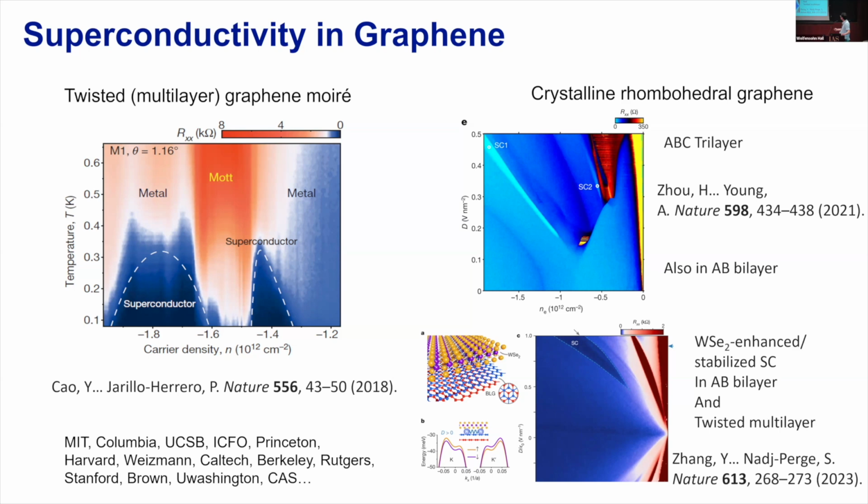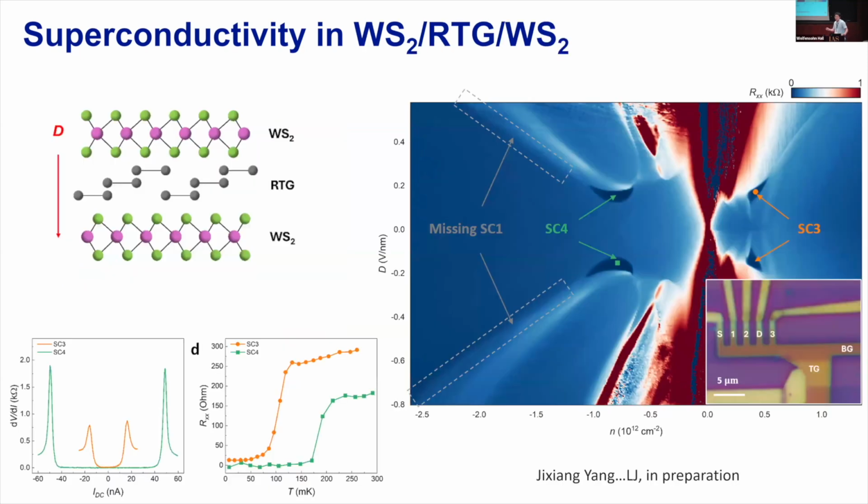And in general, people find superconductivity at the phase boundaries of some symmetry breaking transitions. For example, this SC1 here is along a boundary where the isospin polarization changes. So I want to show you our effort in this direction.